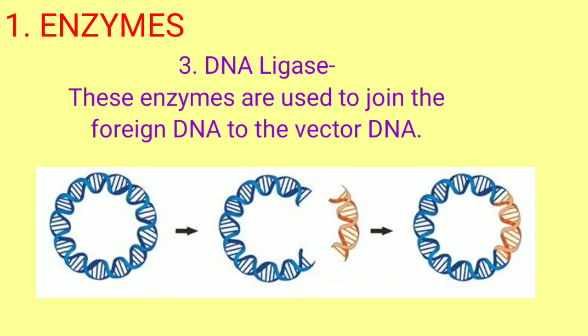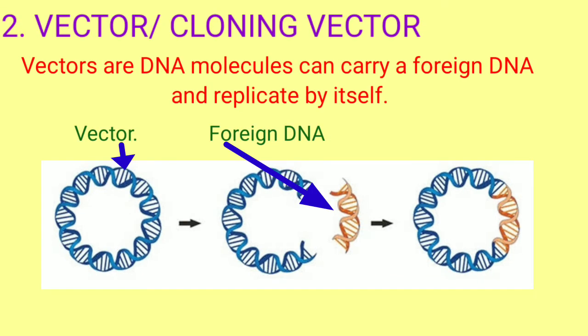There are several other types of enzymes also used, such as DNA polymerase and reverse transcriptase. Such enzymes are also used in the genetic engineering mechanism. But these are the three important enzymes used in the whole process of genetic engineering. Then let's come to the vectors now. Vectors, or cloning vectors, are another tool used in the genetic engineering process.